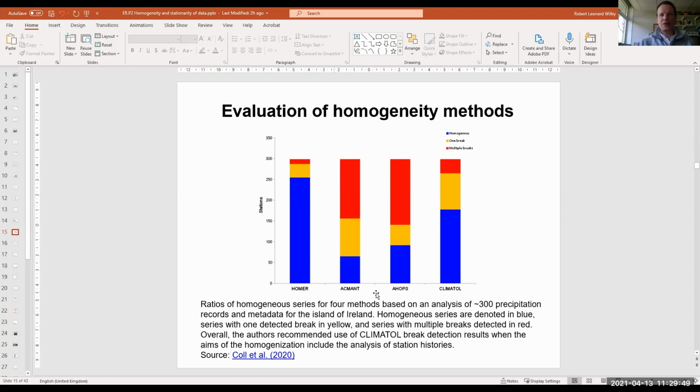What they've done here, in these four methods, is to say how often this technique, for example Homer, finds that of those 300 series, how many of them are regarded as homogeneous. So Homer thinks that 250 of those records are homogeneous. If you use the Homer test or package, you'd come away thinking, oh okay, my data sets are all looking in good shape, I can trust their homogeneity, except for 50 of these stations where the technique shows there are one or more breaks in the data. On the other hand, these other techniques, ACMAN and AHOPS, show far fewer stations that we would regard as homogeneous and detect many more breakpoints.